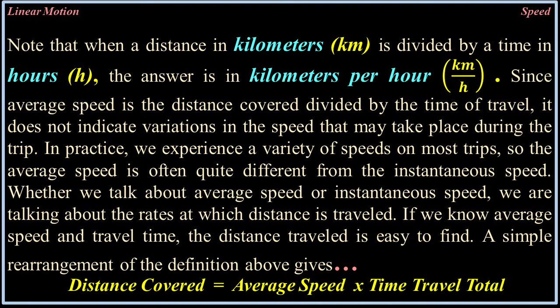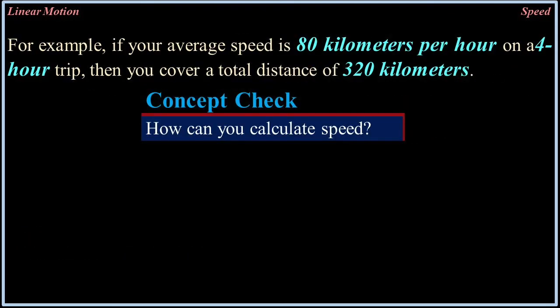A simple rearrangement of the definition gives distance covered equals average speed times the time traveled. For example, if your average speed is 80 kilometers per hour on a 4-hour trip, then you cover a distance of 300 kilometers. Concept check.